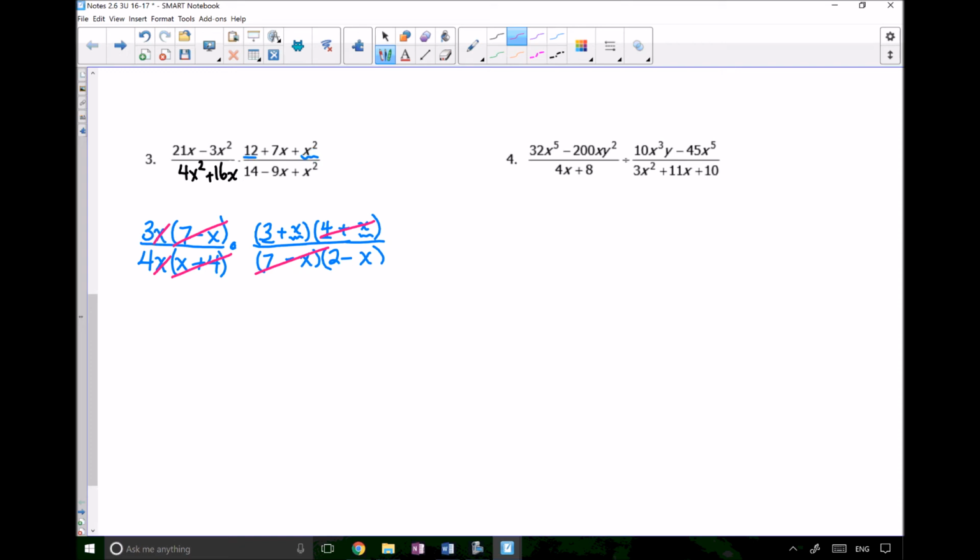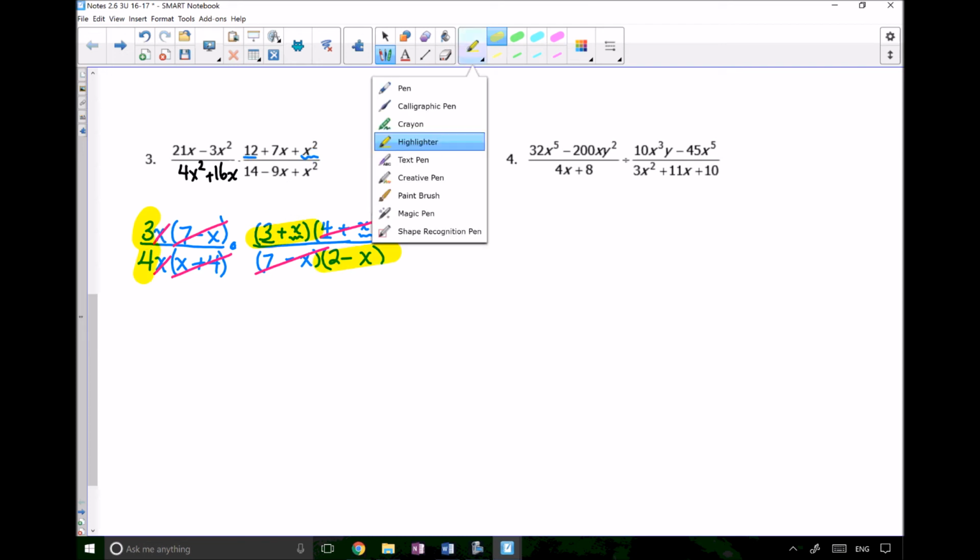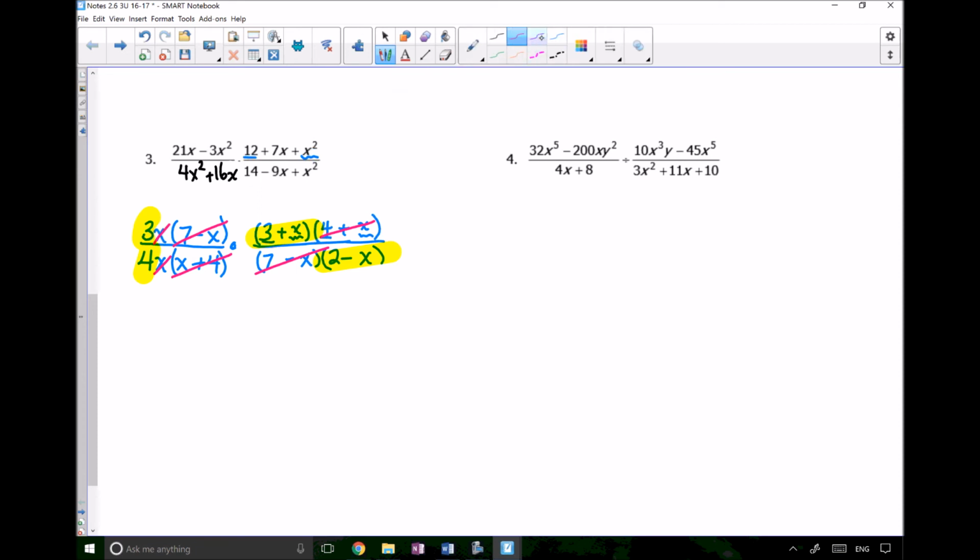So looking at whatever I have left over, there's nothing left that I can multiply together or cancel out. So I'm going to multiply together what's left over. So if I look here, these are my terms that are left over. So when I multiply them together in my numerator, I'm going to end up getting 3 times 3 plus x. And in my denominator, I'll end up getting 4 times 2 minus x. And this right here would be my final answer.